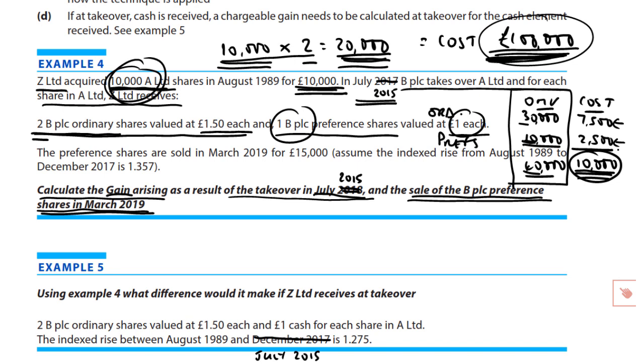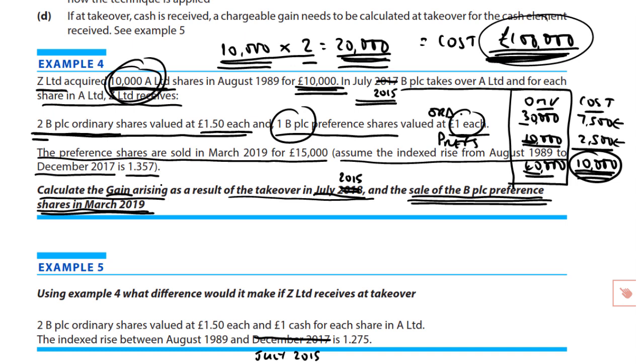That sets up the base cost of their shareholdings, should then any of those either ordinary or preference shares be sold in the future. And that's exactly what happens. We then have a sale of the B plc preference shares. What does it tell us in the question? The preference shares are sold in March 19 for £15,000. Assume the index rise from August 89 through to December 17 is 1.357. There is the indexation factor.